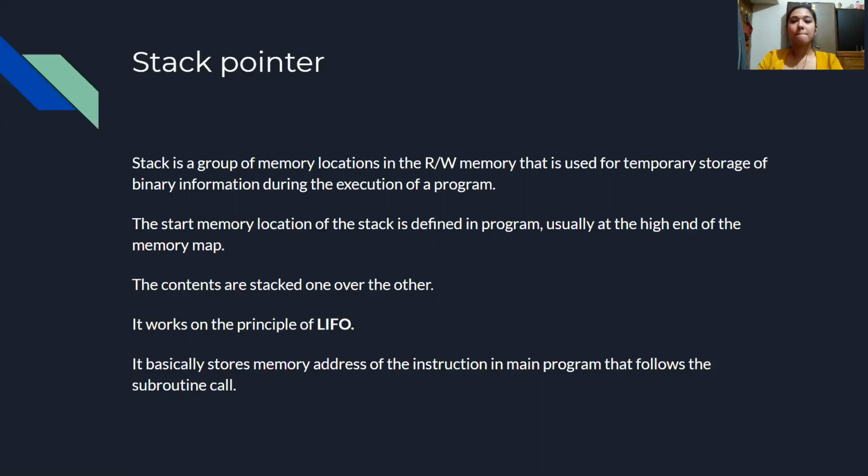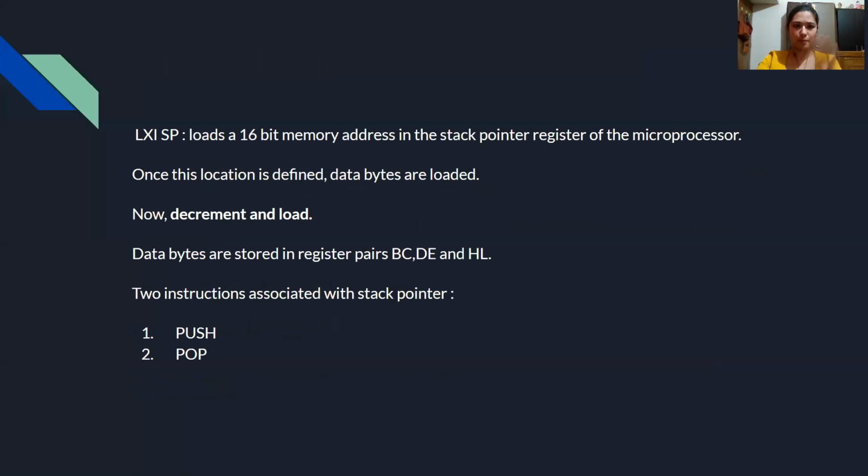Okay. The main usage of the stack pointer is when we have a subroutine being called in our main program and control shifts to the subroutine. The stack maintains the value of the program counter for the next statement to be executed when the subroutine returns back to the main program and the execution comes back to the main program. So this is the main purpose of the stack pointer.